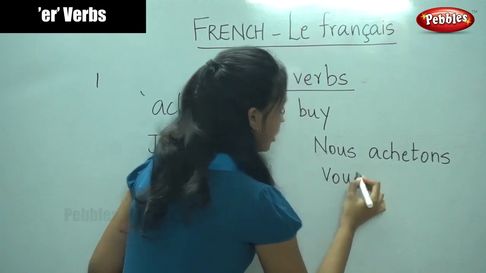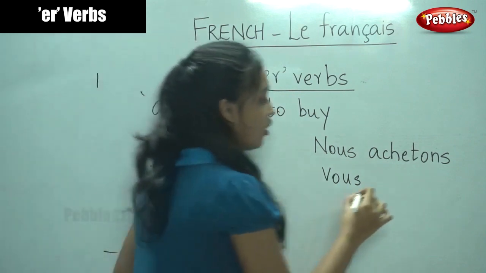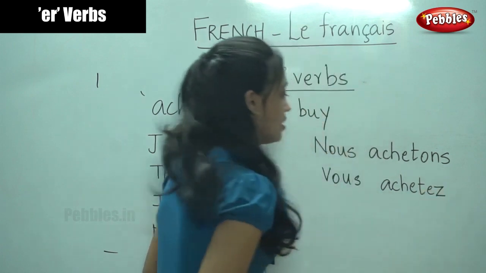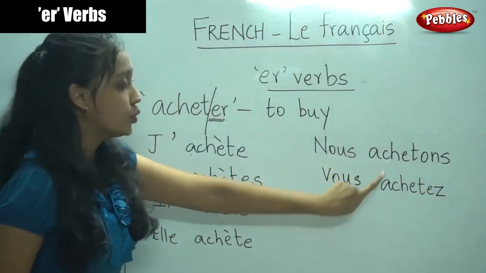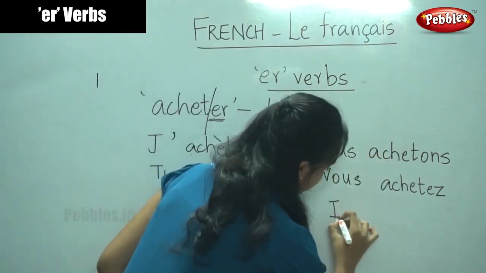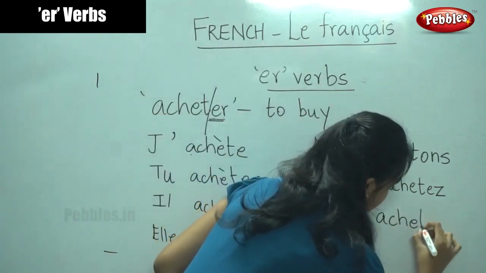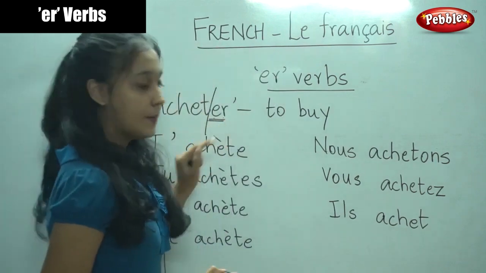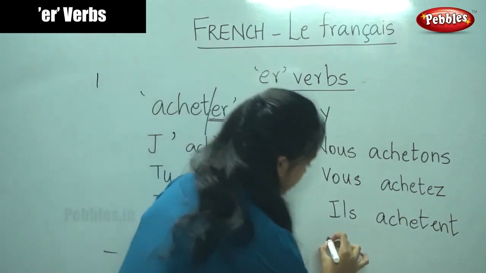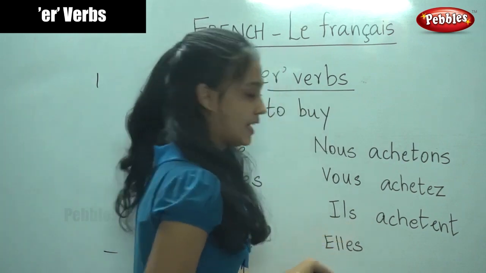For vous, we would replace the letters E and R by E-Z. Vous achetez. Notice that for nous and vous, the accent here is removed. For ils, we would replace ER by the letters E-N-T. For elles, it is also the same as ils.